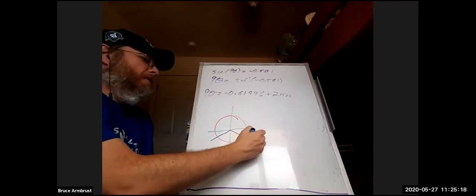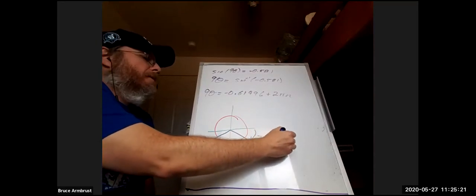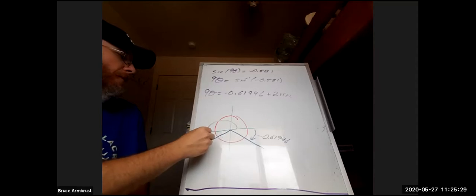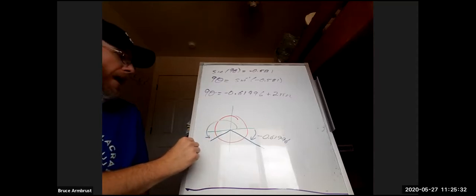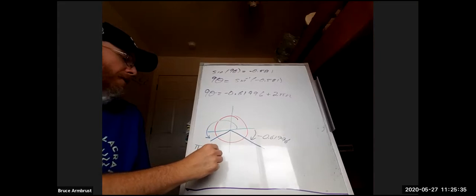But sine is also negative over here. So in order to find this one, well, we have to do the whole reference angle thing, kind of like we did before. Well, this guy, since it's negative 0.61996, that's going in this direction. The reference angle is the positive value of that. So if I want to get this angle, this is going to be pi plus 0.61996.